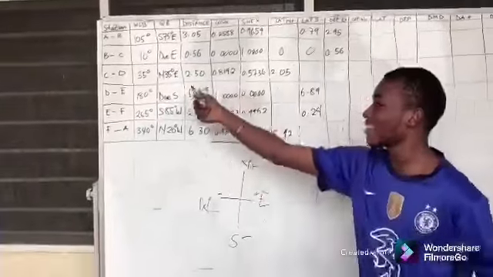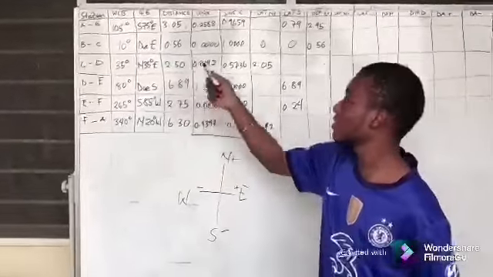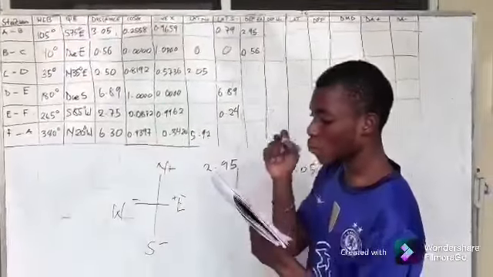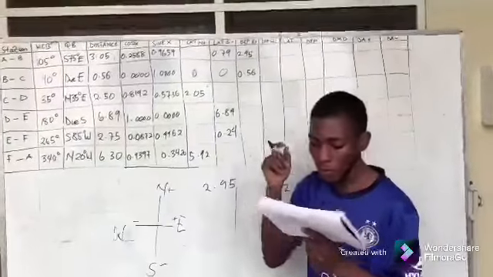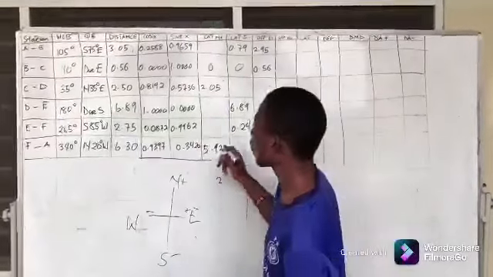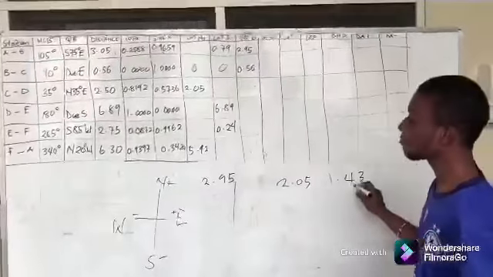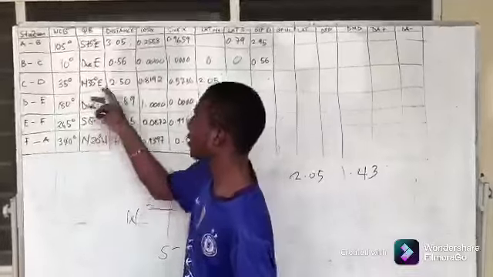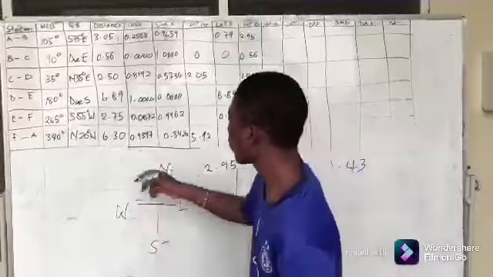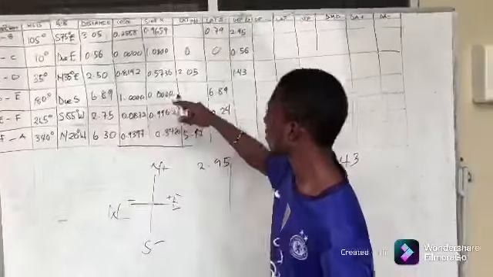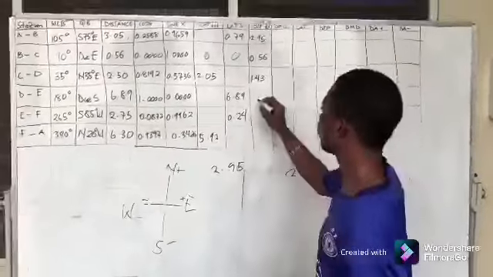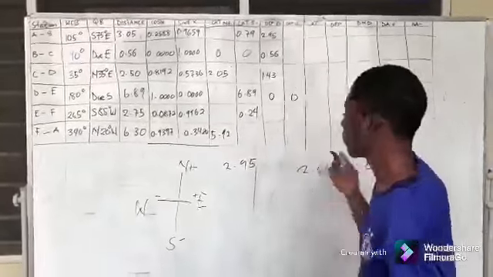So the next one, we have the distance times the sine, which will give us 1.43. So the 1.43, where was the position of the quadrilateral bearing? It was at the east. So 1.43. Then the fourth one, distance times the sine here is 0. So the same way as we did with the latitude section, you place your zeros here.